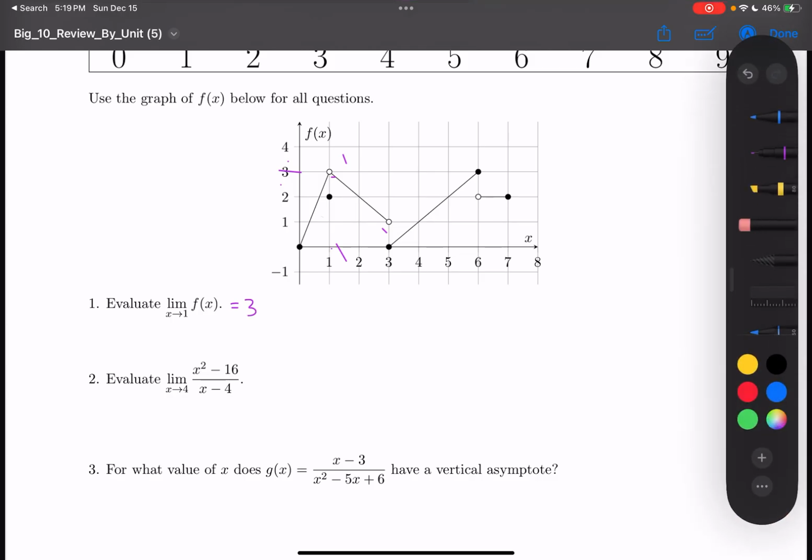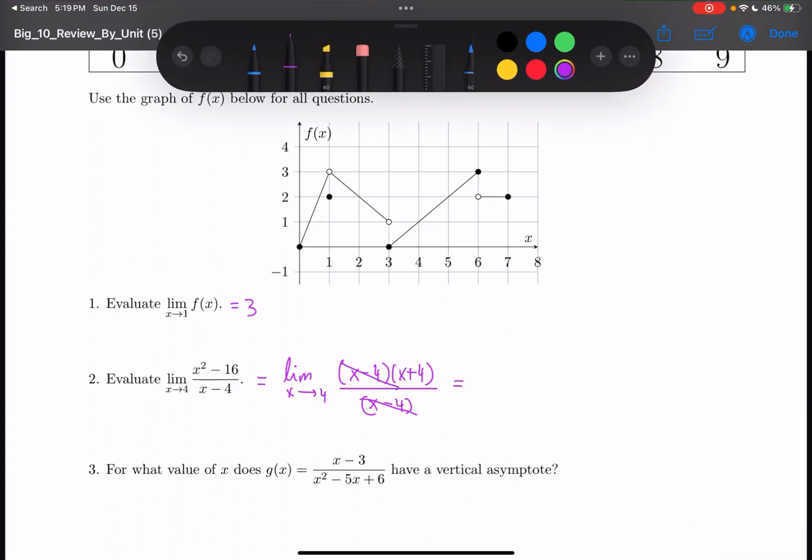Now, in number 2, they asked me to evaluate the limit as x tends to 4 for x squared minus 16 over x minus 4. This is going to be the limit as x tends to 4 of (x minus 4)(x plus 4) over x minus 4. The x minus 4 is going to be simplified, and then x plus 4 is going to be remaining, which is going to be 4 plus 4, which is 8. In this case, by the way, you can say that x equal to 4 is a removable discontinuity because you crossed it out with the numerator.